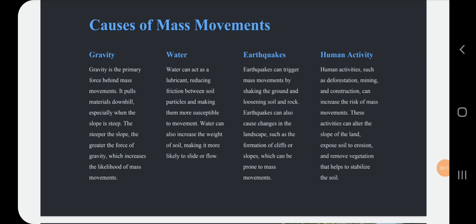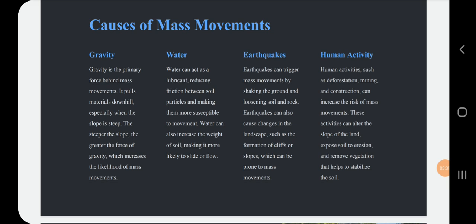Water can act as a lubricant, reducing friction between soil particles and making them more susceptible to movement. Water can also increase the weight of soil, making it more likely to slide or flow. For example, when your clothes are wet, they're really heavy.